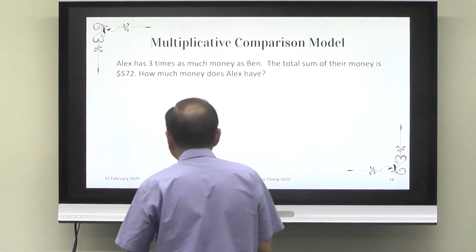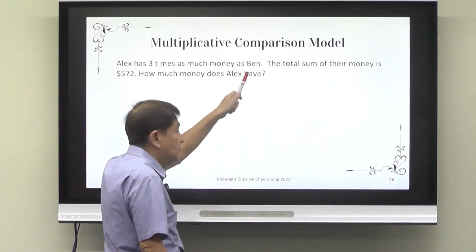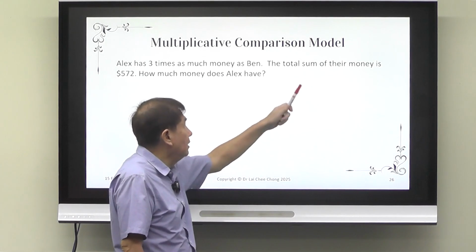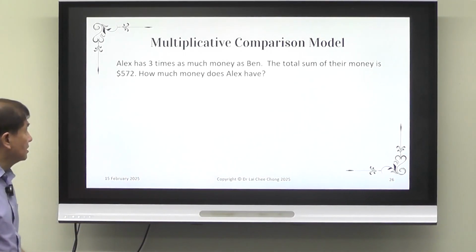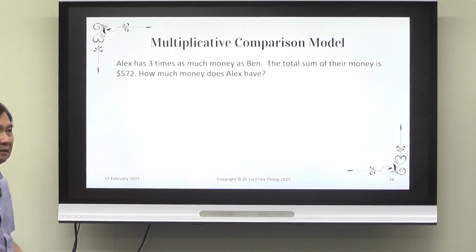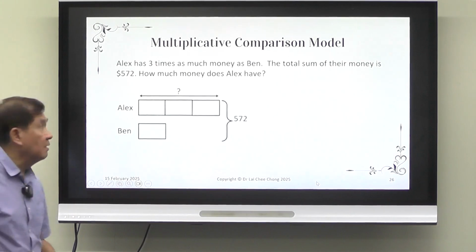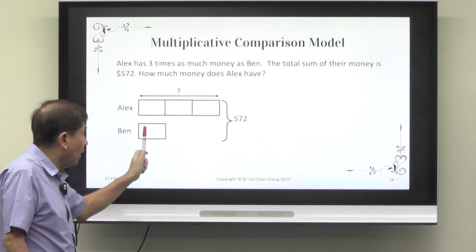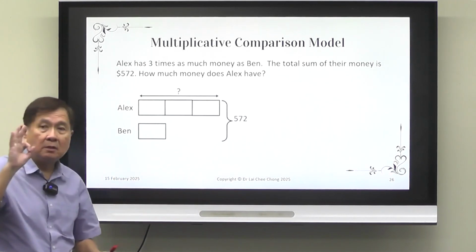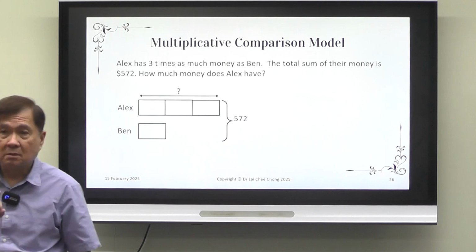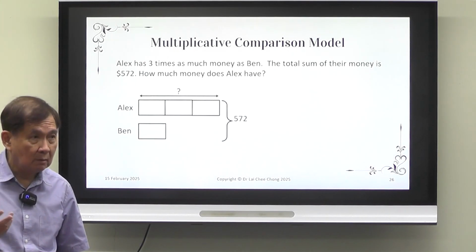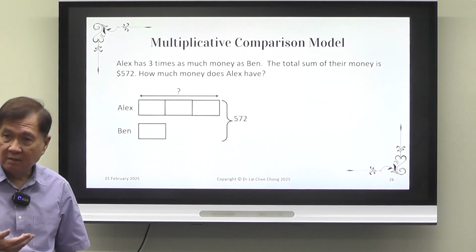So therefore, say Alex has 3 times as much money as Ben. Who has more money? Alex. Okay. Total sum of the money is what? $572. How much money does Alex have? So again, you draw a comparison model this way. It's 3 times as much as. So in other words, when Ben has 1 unit, Alex has 3 units. That's what it means. When they say twice as much as, it is 1 unit to 2 units. Am I right to say that? So that's how you would do it.